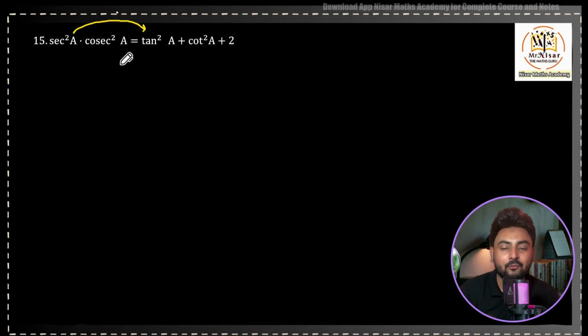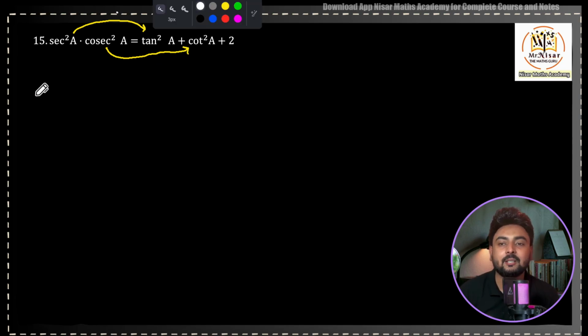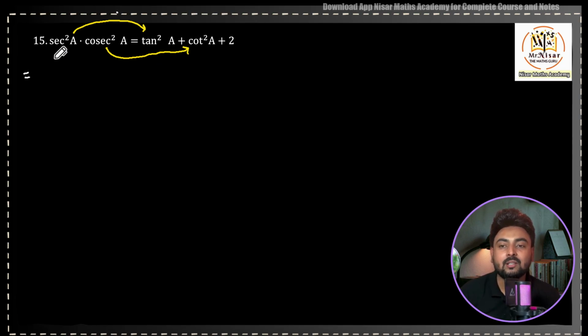It means we have to convert sec into tan, and you see in the LHS cosec is given, in the RHS cot is given. It means we have to convert cosec into cot, and it's quite simple. We know the identity. How to convert sec into tan? Sec square A means 1 plus tan square A. Is it, children? So I have converted that sec square A into 1 plus tan square A.